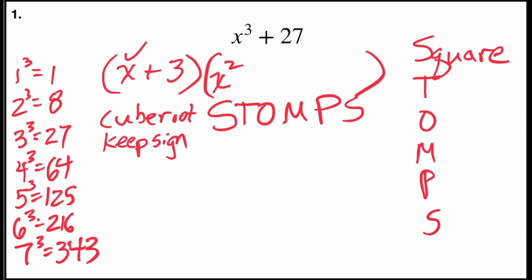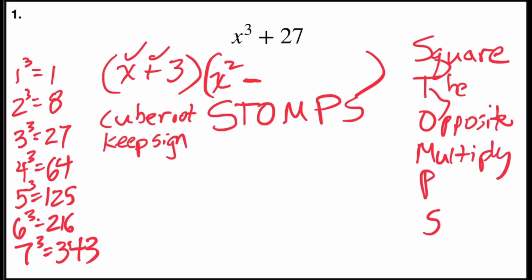The T and the O stand for the opposite, which refers to the sign. And so since there's a plus in the binomial, I'm going to use a minus sign. The M stands for multiply. I'm going to multiply together the x and the 3 and get 3x. The P stands for positive. We always use a positive sign in this position in the trinomial.